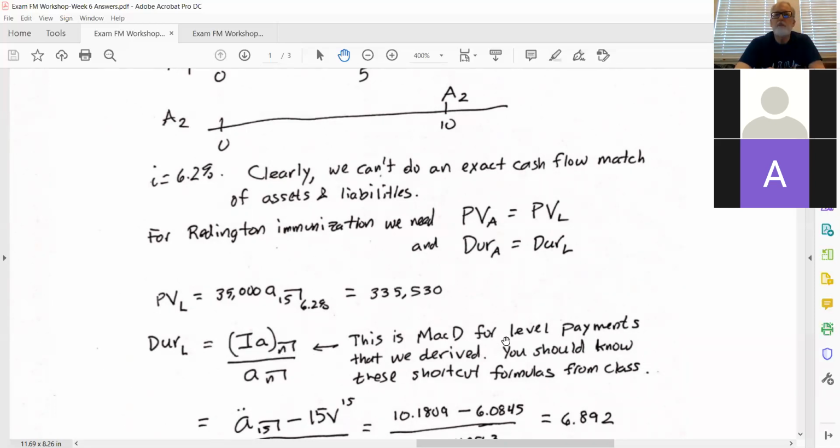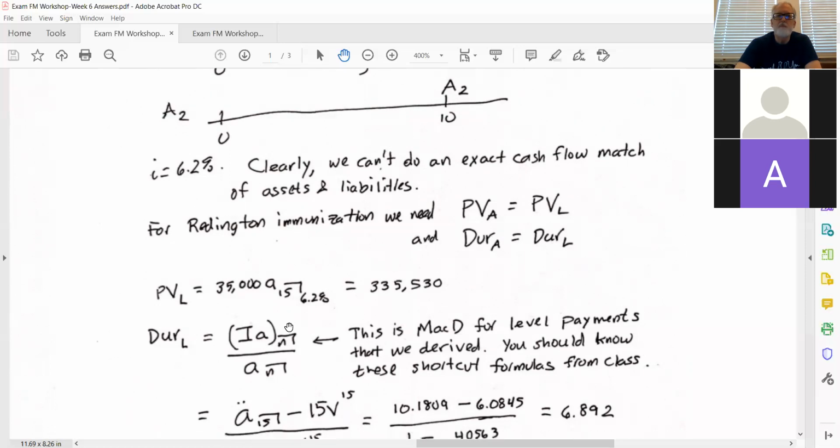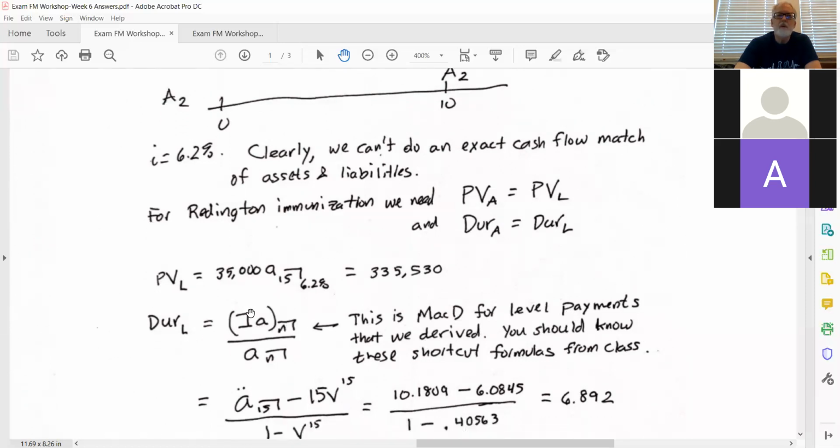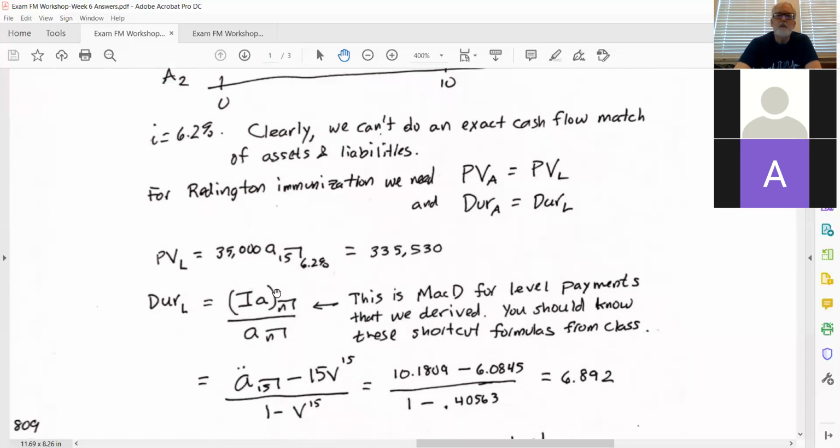So for those common types of assets or liability cash flows, like a bond or an annuity, you really should memorize the formulas for the Macaulay duration. You don't want to be deriving those each time. Okay, so it's a little bit of a shortcut.